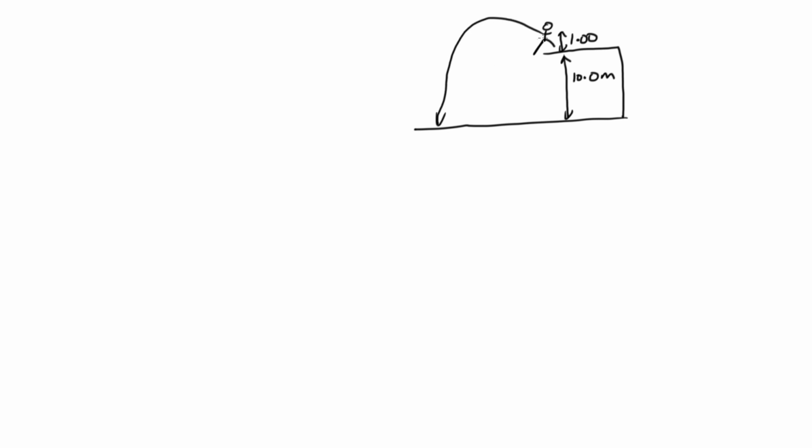So with this question, we've got a diver. Sorry, bad drawing. His center of mass is 1 meter above the board, and the board is 10 meters above the surface of the water. And he'll dive like this, and his maximum height here is 1.11 meters above his center of mass, and the angle that he launches at here is 80.2 degrees above the horizontal.